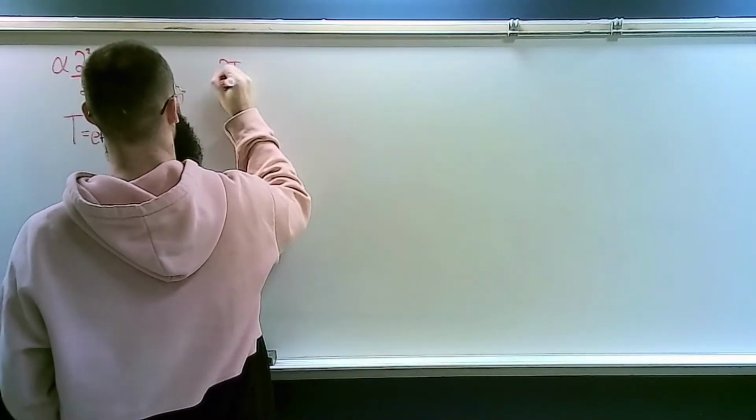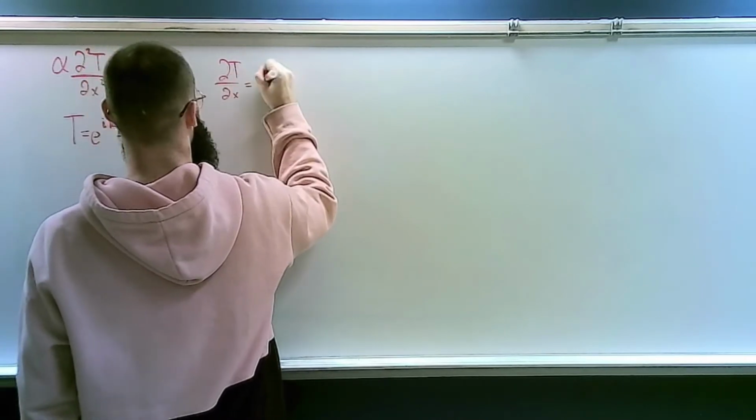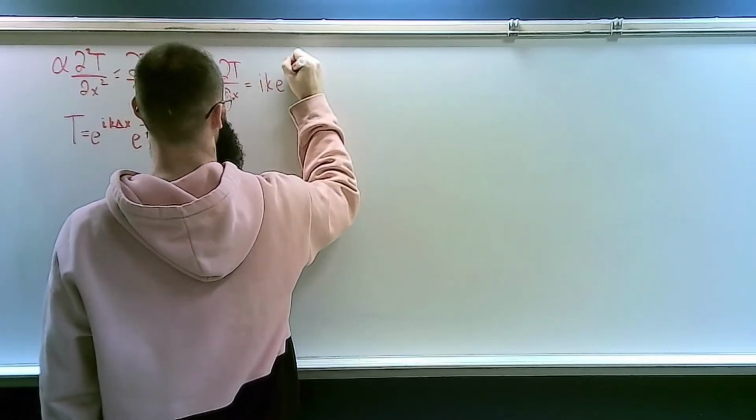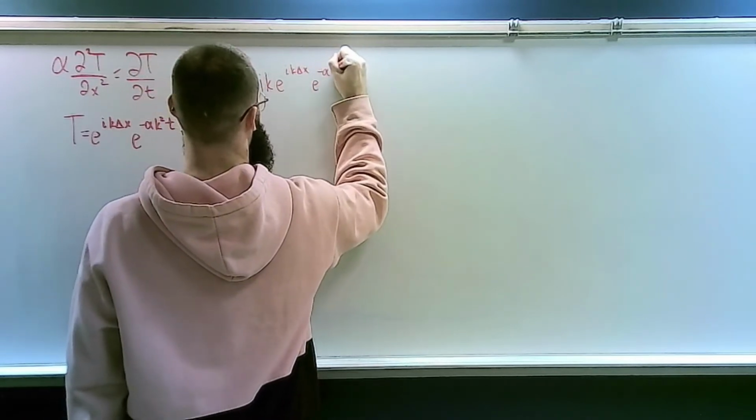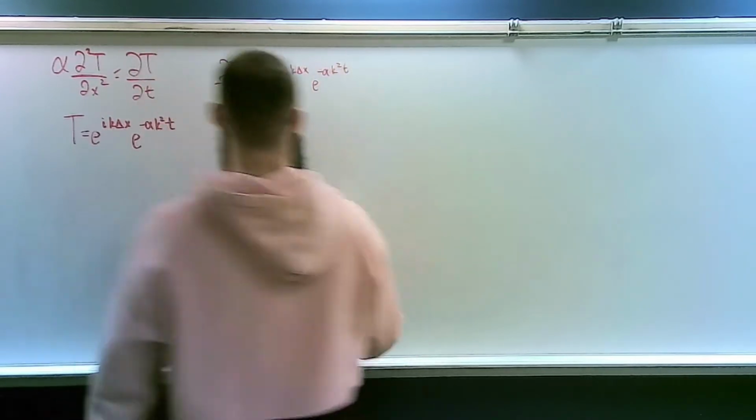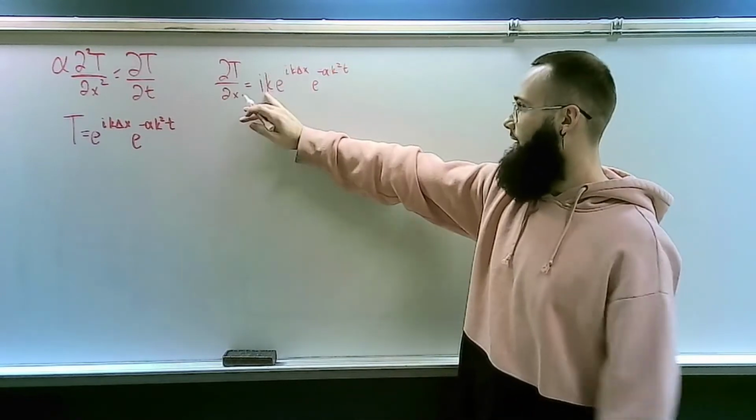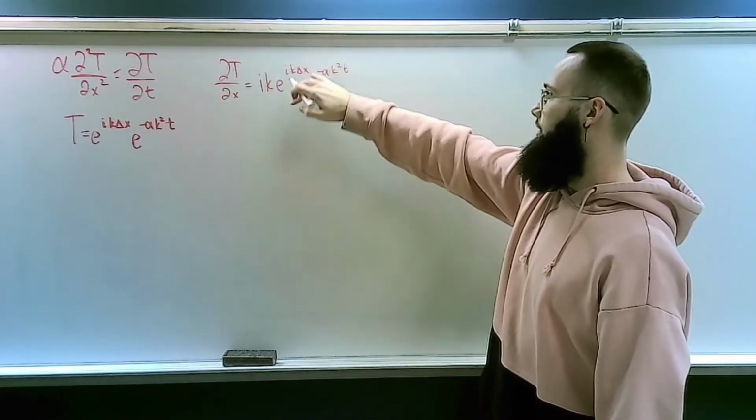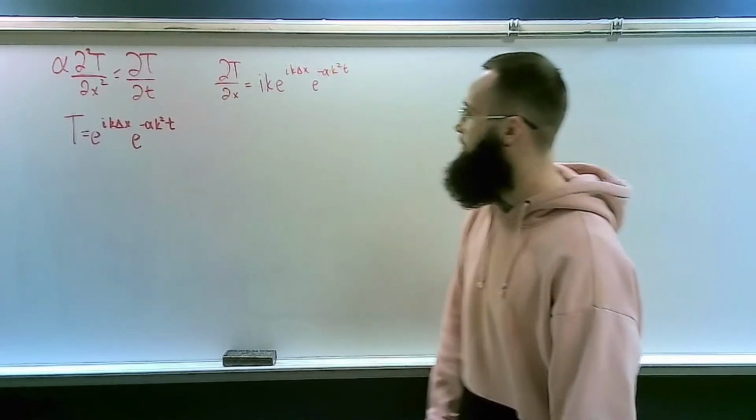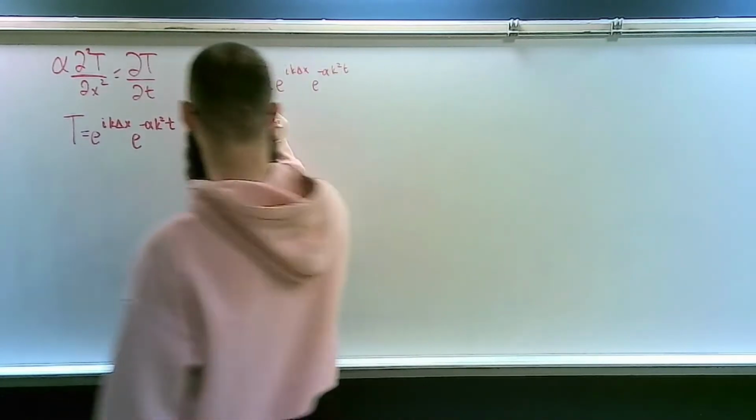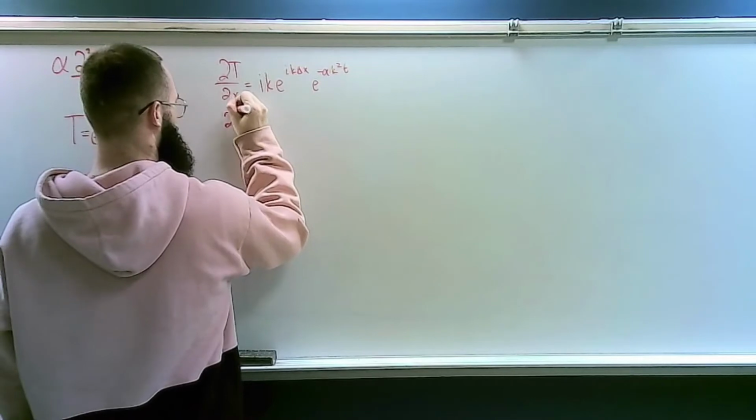So the first derivative of temperature with respect to position is going to be equal to ik e to the ik delta x times e to the negative alpha k squared t. And we only bring down this ik because this term right here is going to be a constant, because t is not changing in this derivative. So the next step is to take the second derivative with respect to x.